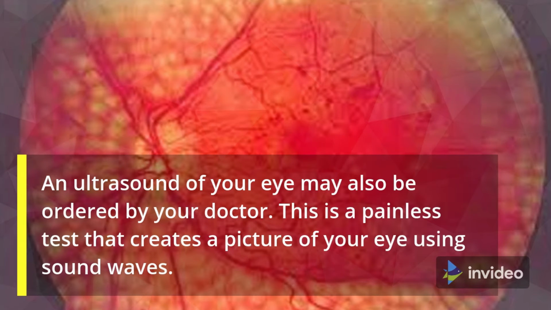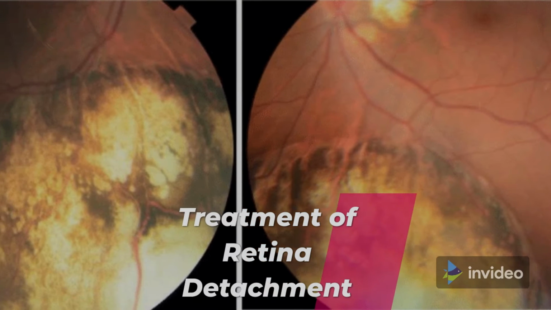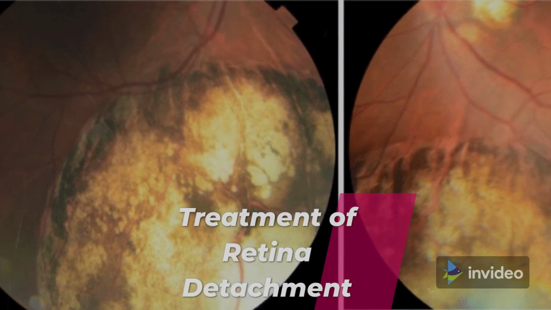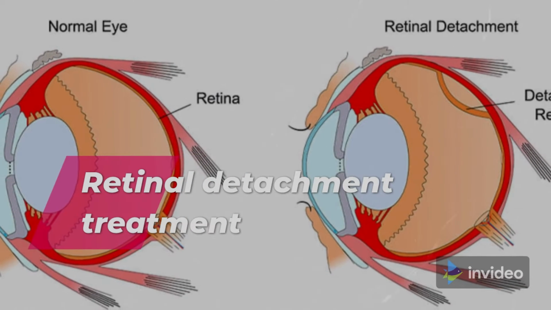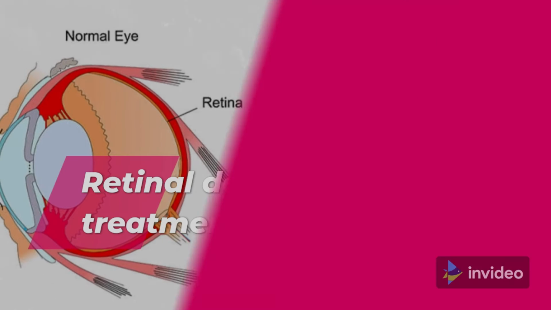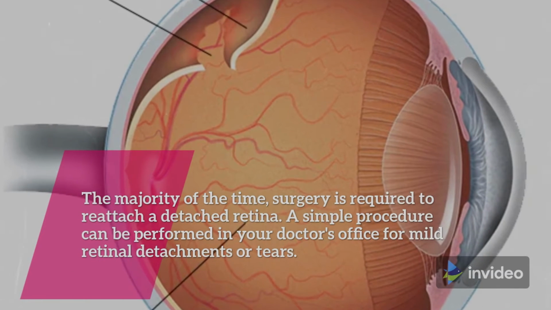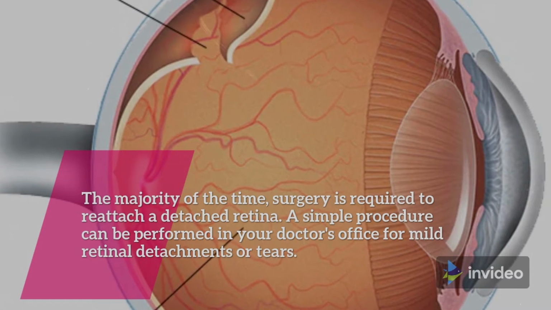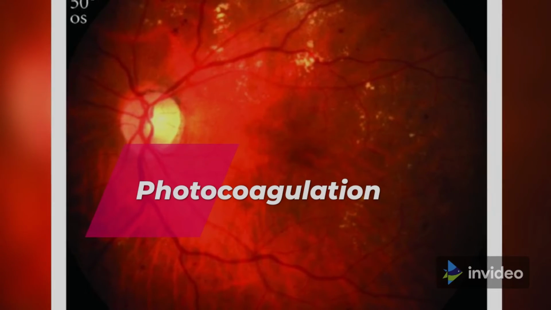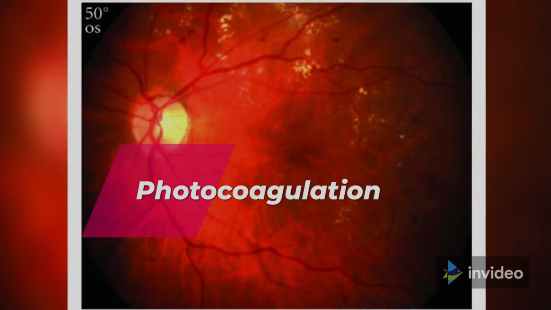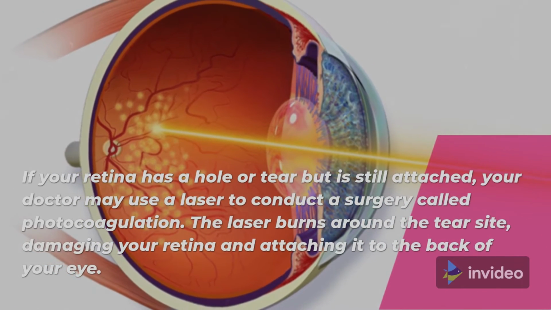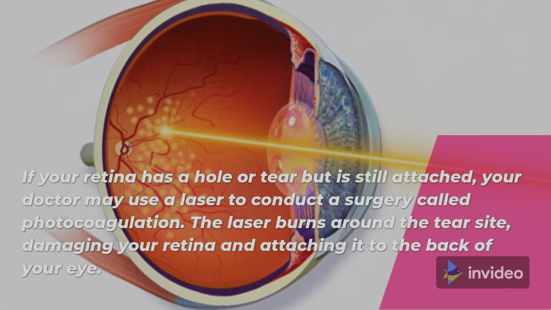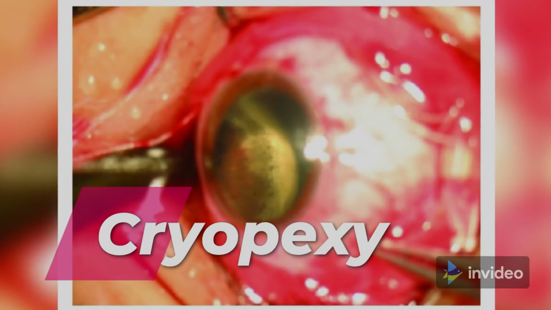Retinal detachment treatment. The majority of the time, surgery is required to reattach a detached retina. A simple procedure can be performed in your doctor's office for mild retinal detachments or tears. Photocoagulation. If your retina has a hole or tear but is still attached, your doctor may use a laser to conduct a surgery called photocoagulation. The laser burns around the tear site, scarring your retina and attaching it to the back of your eye.